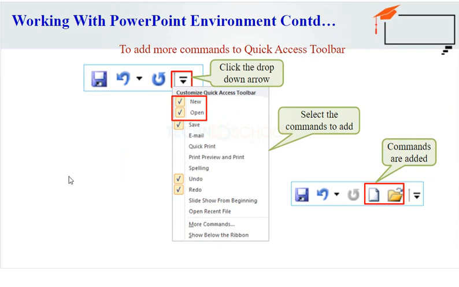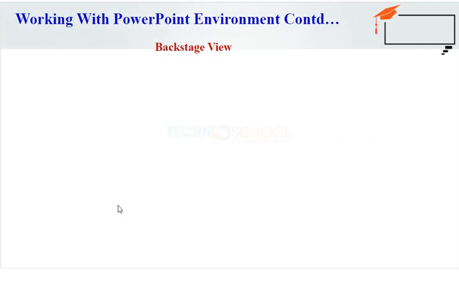To add more commands to the Quick Access Toolbar, this is also important. First step, click the drop-down arrow to the right of the Quick Access Toolbar. Second step, select the command you want to add from the drop-down menu. To choose from more commands, select the More Commands option that's available there. These are the default things. You can select whatever you need.